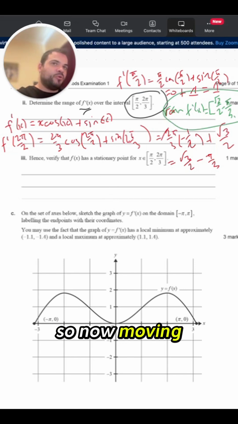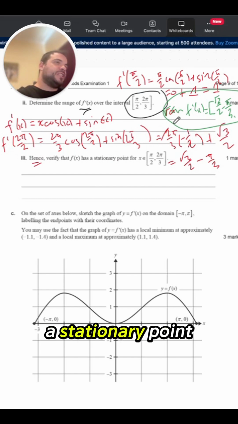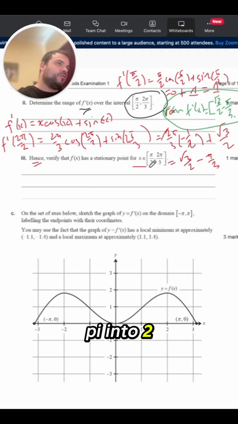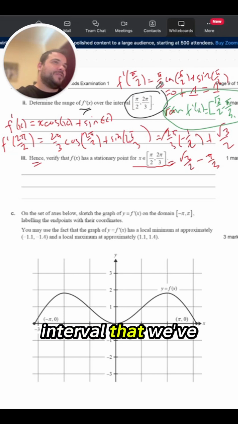Okay, so now moving on to 7b part 3. In 7b part 3, it says "hence", so that means that we're going to use our previous answer. Verify that f of x has a stationary point for x as an element of pi on 2 to 2 pi on 3. So obviously, we're supposed to use b part 2, because we're verifying a stationary point in the same interval that we've just calculated the derivative for.